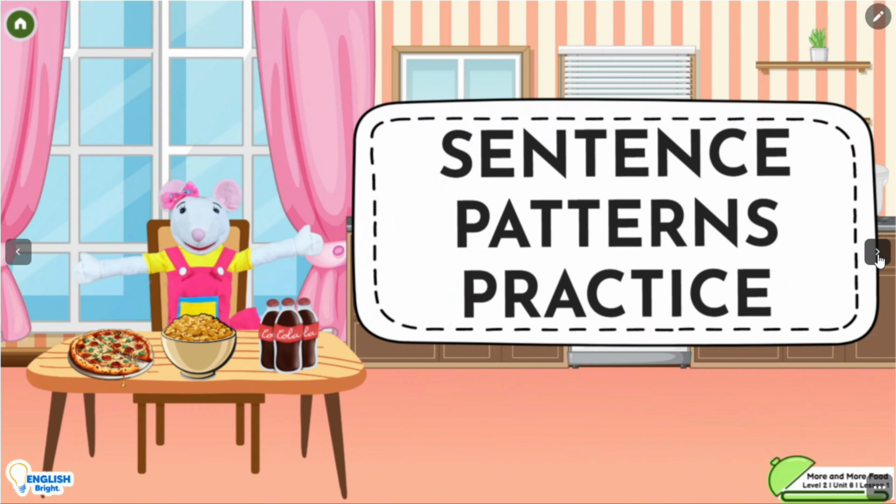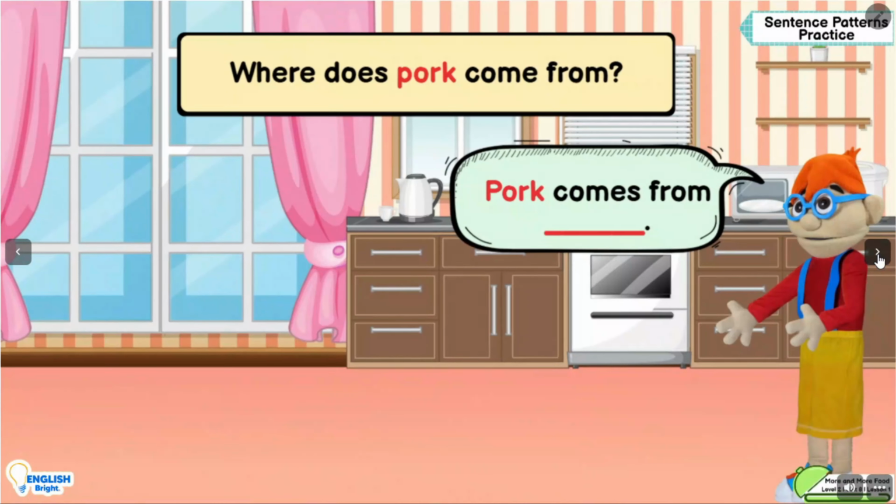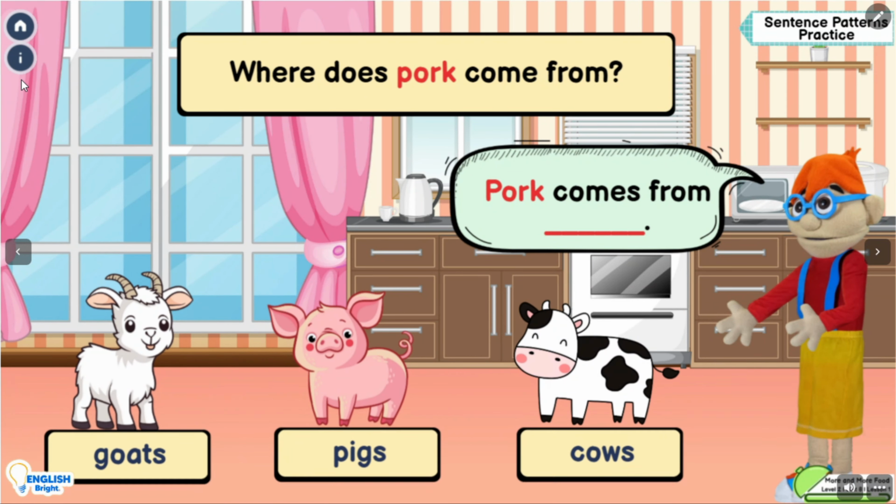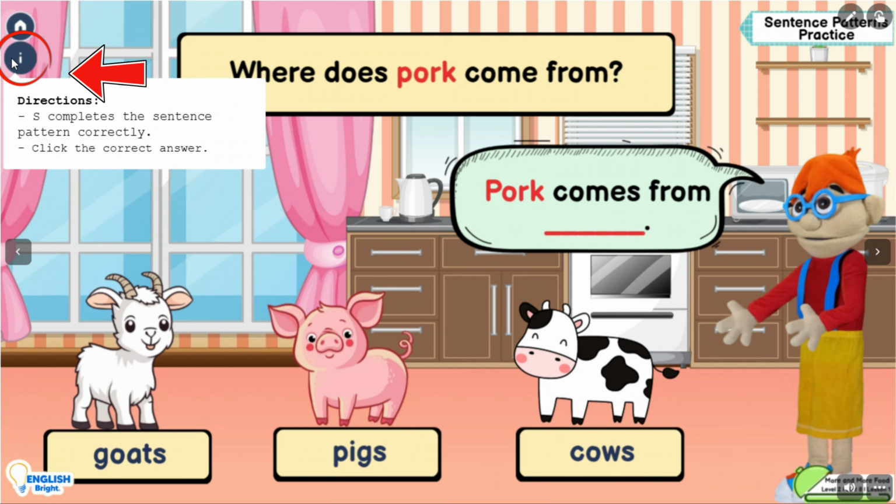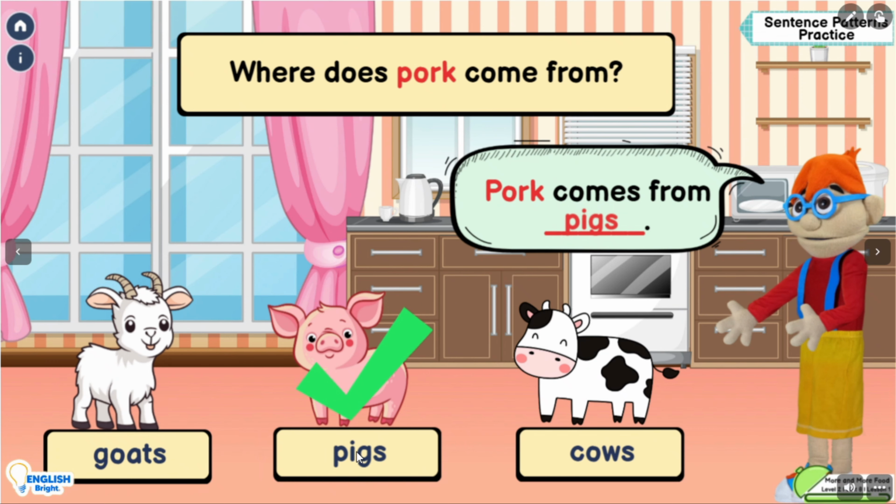For sentence patterns practice, start by clicking the tooltip for guidance. In this activity, the student will select the correct answer to complete a sentence. Use the hand button to highlight interactive elements, and then click the correct answer word to proceed.